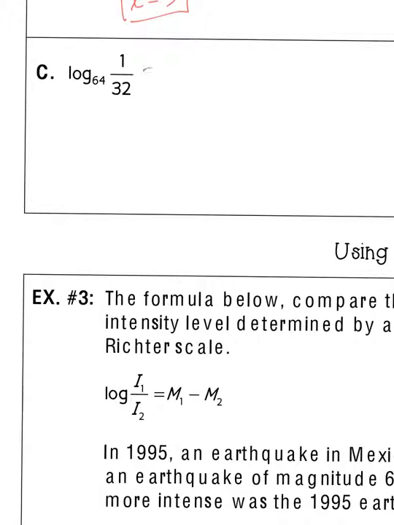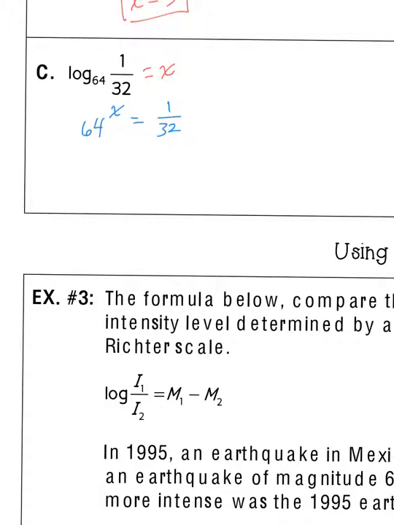Okay, so the first thing you should have done is set this equal to x. Then we're going to convert it into exponential form. So I'm going to take the base, which is 64, and I'm just going to switch these two. So 64 to the x is equal to 1 over 32.